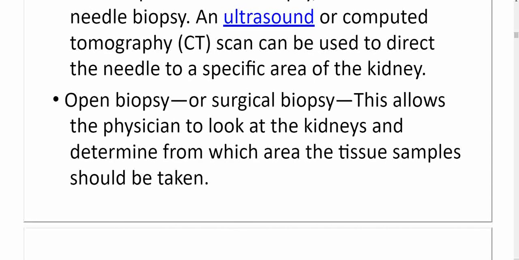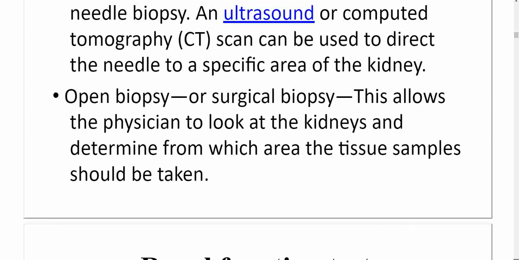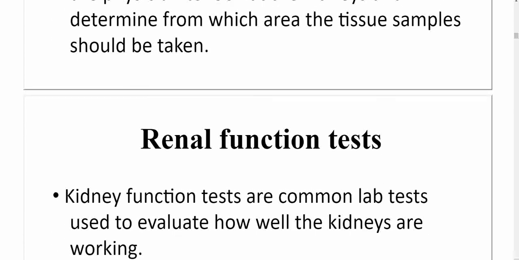And then we have an open biopsy, or surgical biopsy. This allows the physician to look at the kidney and determine from which area the tissue sample should be taken.